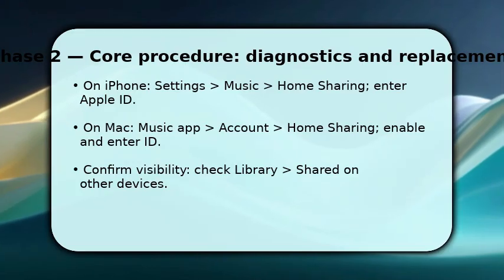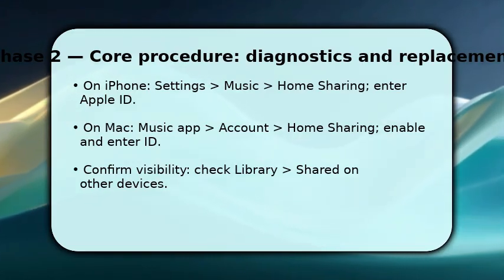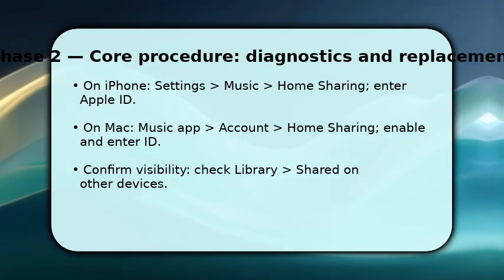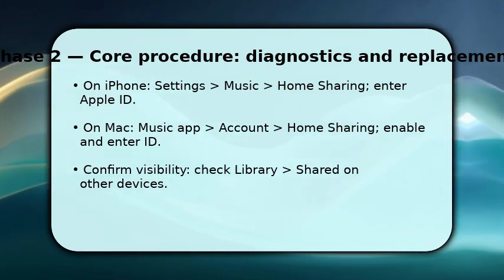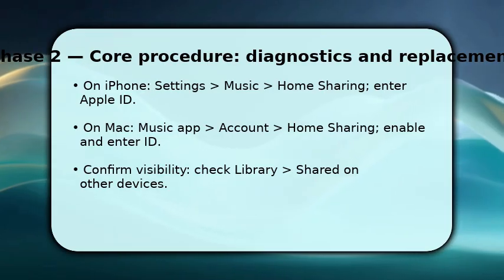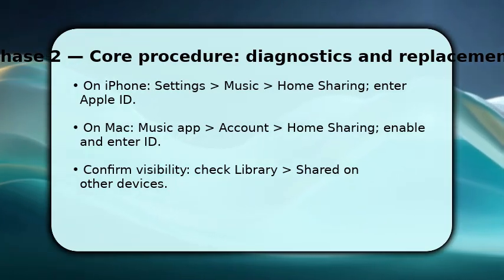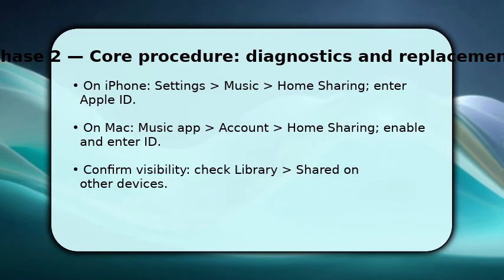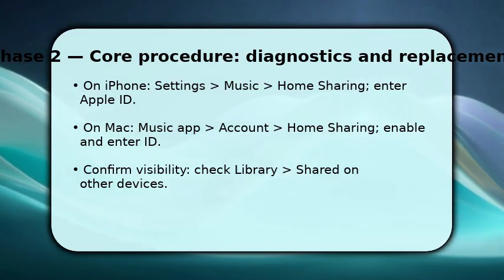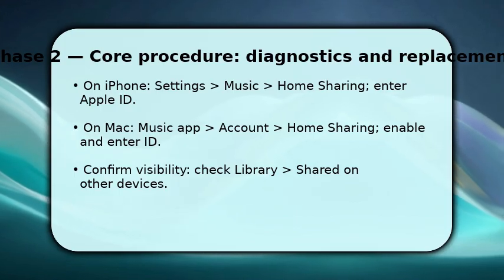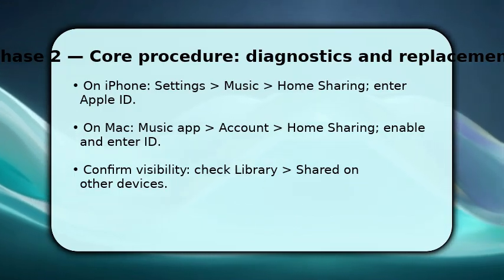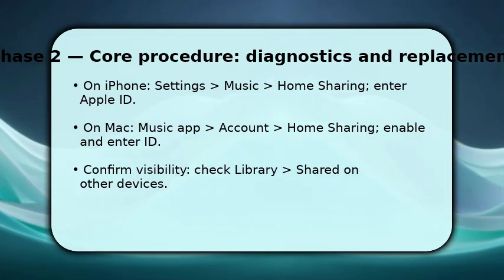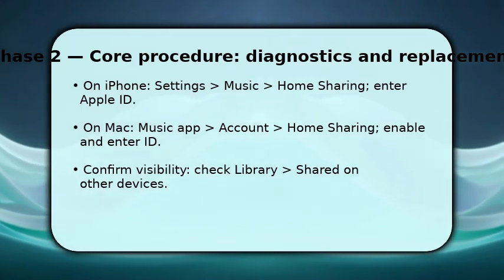Next, enable home sharing on each device so libraries can appear across your network. On iPhone, go to Settings, tap Music, then Home Sharing and sign in with your Apple ID. On Mac, open the Music app, choose Account, then Home Sharing and enter the same ID. Make sure home sharing is enabled on the device that holds the main library, otherwise others can't see it. Once enabled, check the library or shared section to confirm devices are visible and ready to stream or import.